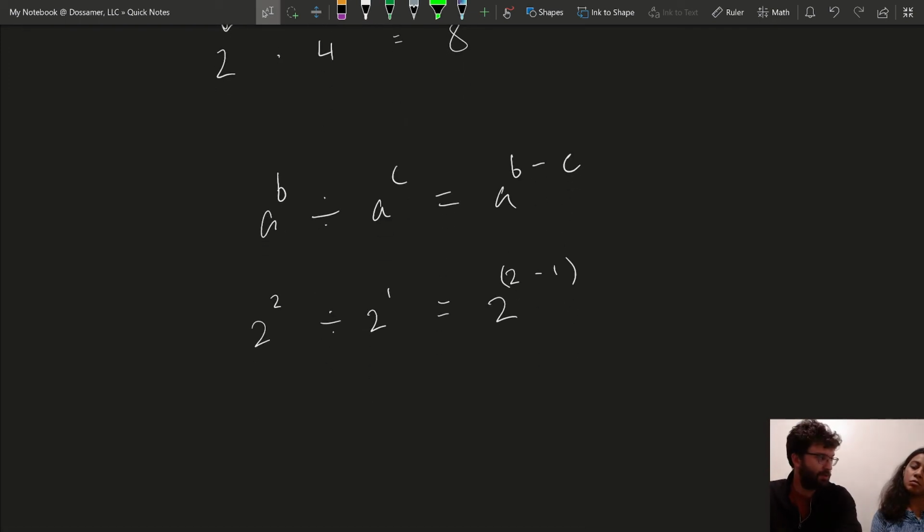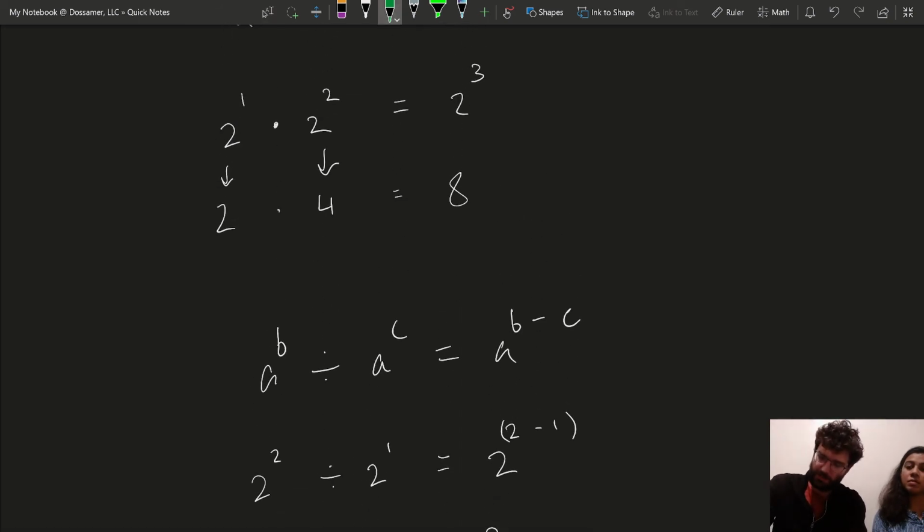I'm going to keep the fractions nice, so I'm going to let b be 2 this time. So 2 to the 2 divided by 2 to the 1 is the same as 2 to the (2 minus 1). So 2 to the 2 is 4, divided by 2, and what's 2 minus 1? 1. So 2 to the 1 is 2. So 4 divided by 2 is, in fact, 2. So we can verify that it's true.